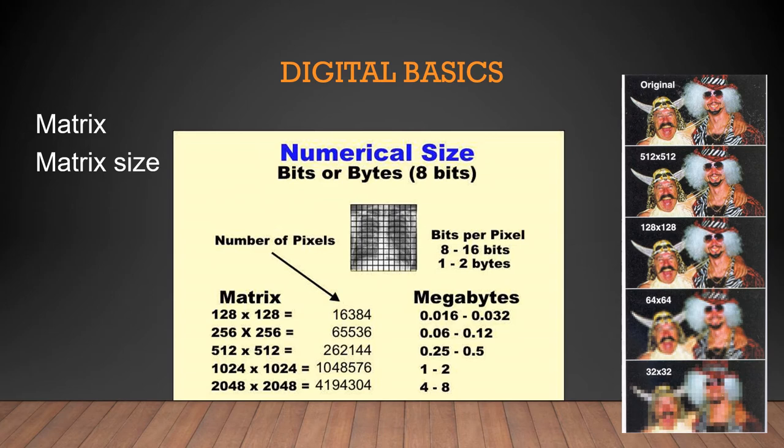When we're looking off to the very right-hand side here, we see the original picture. If we take that picture and we change the matrix, it's going to become pixelated.